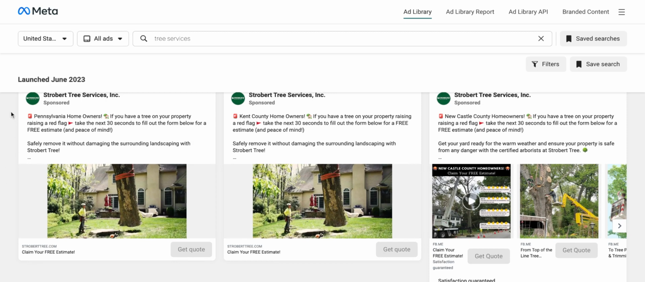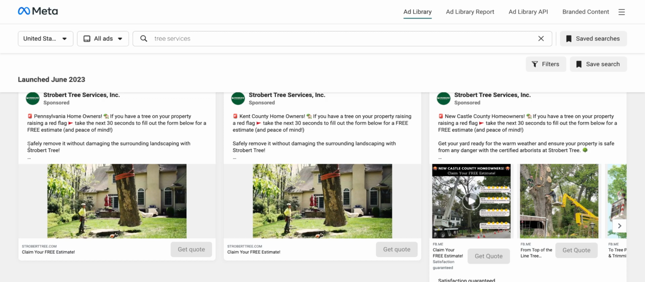They're grabbing the Facebook user's attention literally by this first sentence: Pennsylvania homeowners, Kent County, Newcastle. That first sentence grabs the attention, and then the next two sentences get the customer's interest because they're talking about having a tree on your property is raising a red flag. So if someone's thinking about that, it takes the next 30 seconds to fill out the form below for a free estimate and peace of mind. So it definitely grabs your interest.